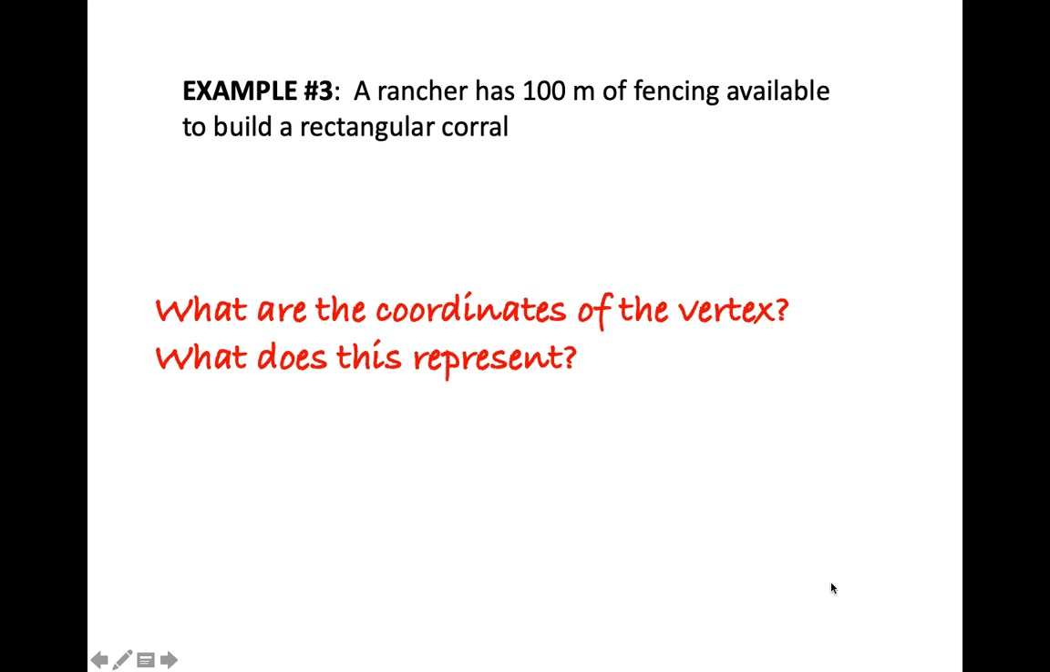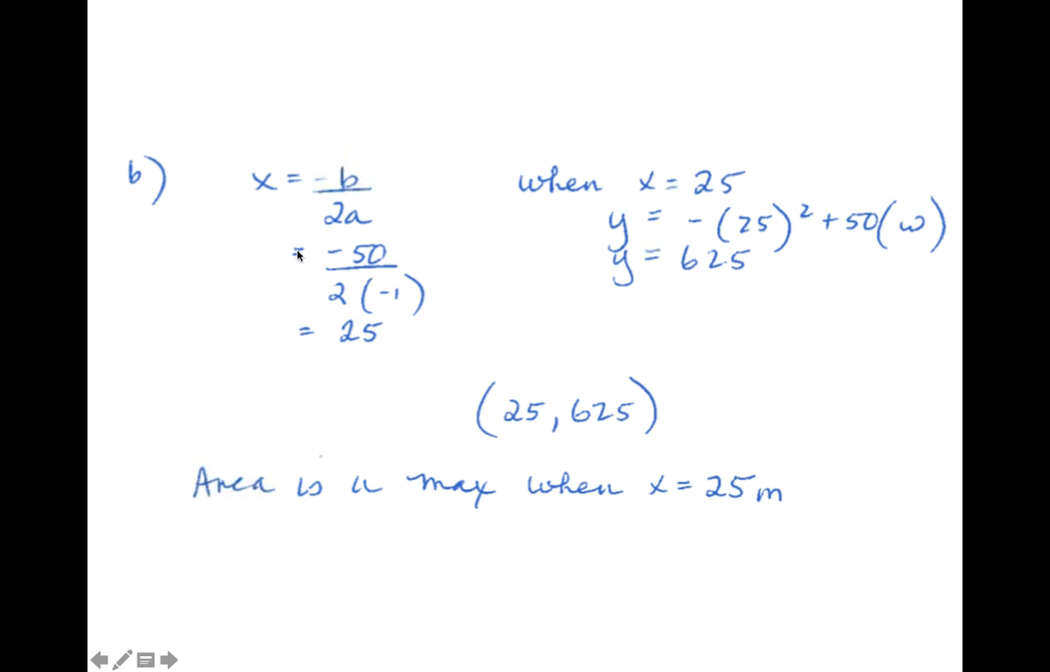So the question says, what are the coordinates of the vertex, and what does this represent? So let's use our formula. Plug in our numbers and we find this is our vertex. And what this tells us, if you think about the way you actually interpret this, the graph has a maximum of 625 when x is 25. Now let's put a little bit more meat on that and realize that this number that's a maximum is the area. So we would say the area is a maximum of 625 meters squared when the width, it should be, is 25 meters.